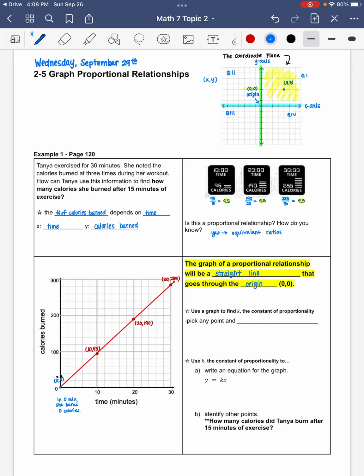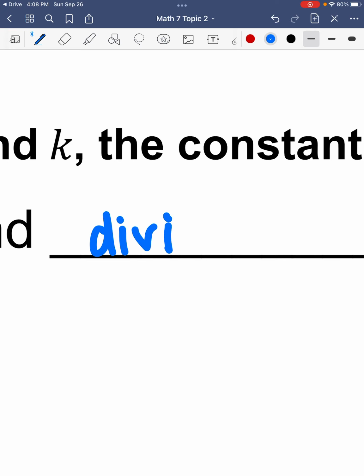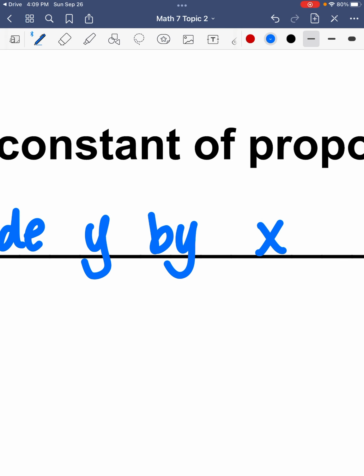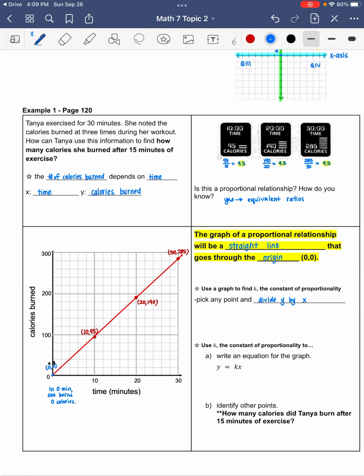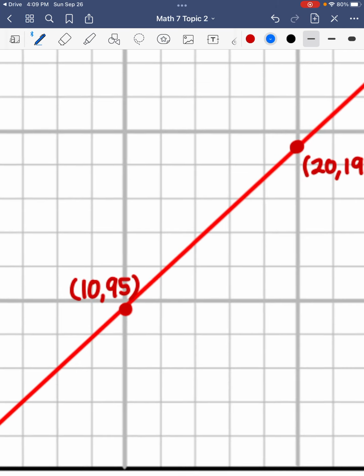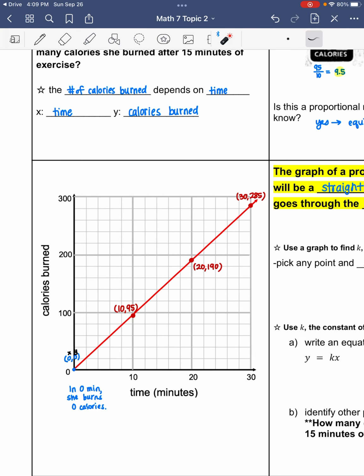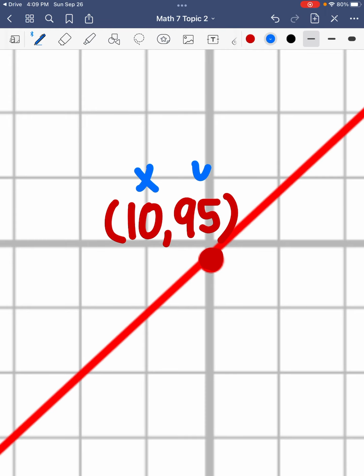Now let's look at the next little section. Use the graph to find K, the constant of proportionality. Okay, well to do that, we're going to pick any point on the graph except for 0, 0. So pick any point and divide y by x. I like to pick my smallest point, the first one that I see labeled. So I'm going to use this one right here. It's labeled for us 10, 95, right? So that's the one that I'm going to pick. And remember, it is written as x, y.